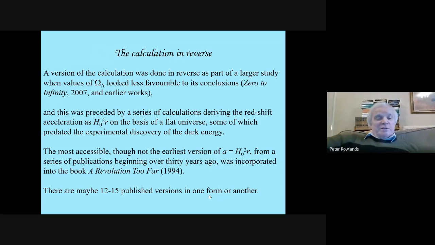One of the most accessible is from a book called A Revolution Too Far, which I published in 1994. And it's not the earliest derivation by any means. A long time before that, I was deriving this a equals h0 squared r. And there were probably about 12 or 15 published versions, one form or another. And so I've stuck to this even when the data didn't look as favorable as it does now.